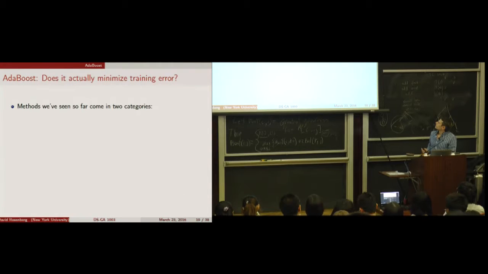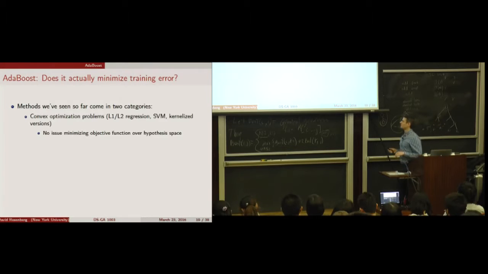Okay. All right, so now we come to the question that you guys had. But so far, just overall in the class, the main type of thing we've done is set up things as convex optimization problems, like we had L1 regularization, L2 regularization, SVM, kernelized versions of these things. And you know they're convex, so you do any reasonable optimization algorithm and you're going to get to the right place in the end. And those were quite nice.